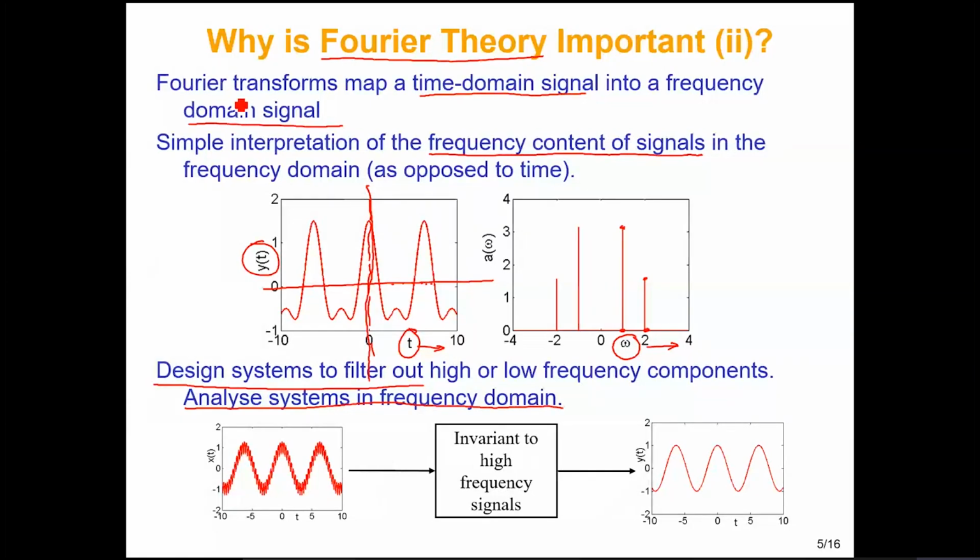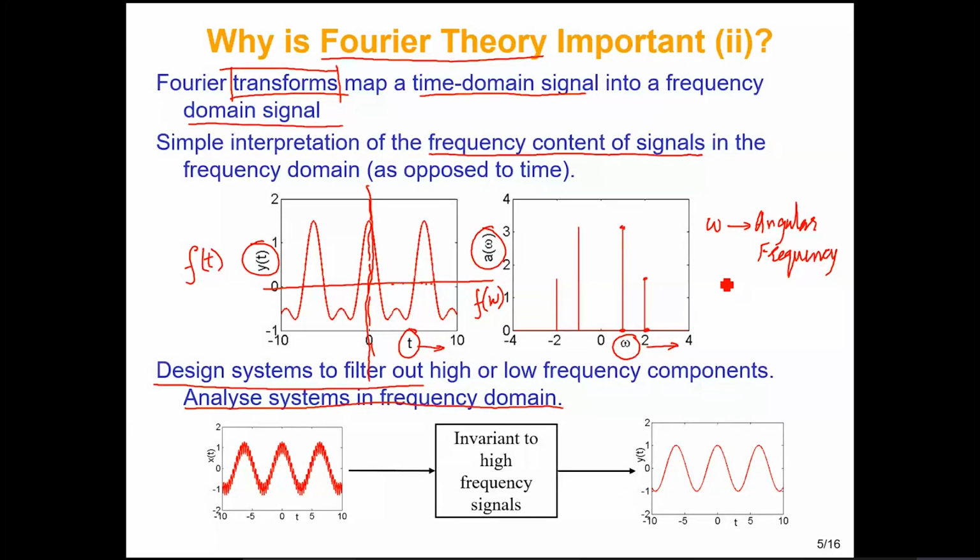Now this term transform, I believe I talked about it earlier also. Transform is basically transformation of the independent variable. Here the independent variable was time. Once we transformed it, the independent variable became omega. So initially it was a function of time, and after the transformation it became a function of omega. And what is omega? Omega we call angular frequency.